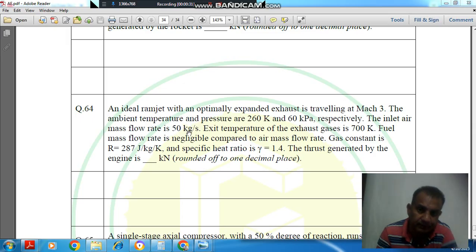Exit temperature of the exhaust gases is 700 Kelvin. Fuel mass flow rate is negligible compared to air mass flow rate. Gas constant R is equal to 287 joule per kilogram per degree Kelvin and specific heat ratio gamma is equal to 1.4. The thrust generated by the engine is dash kilonewton, rounded off to 1 decimal point.